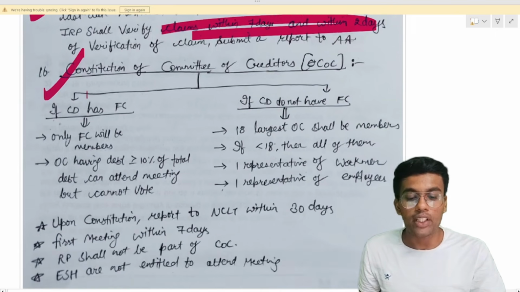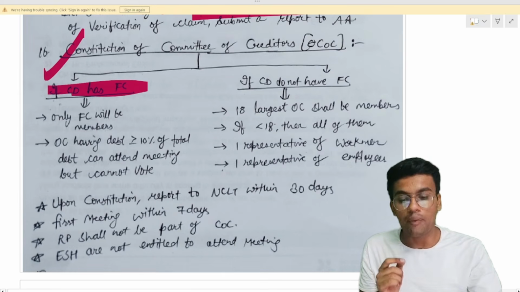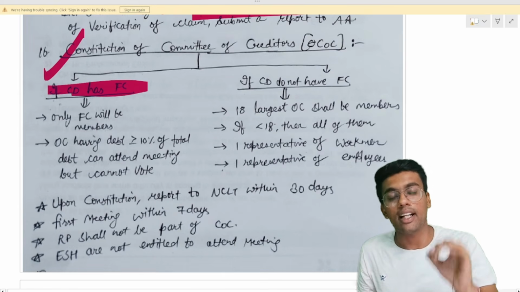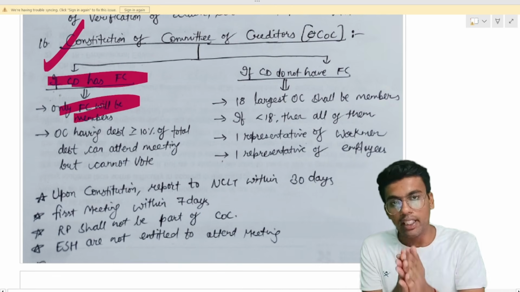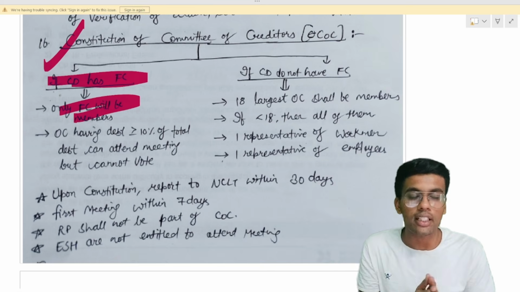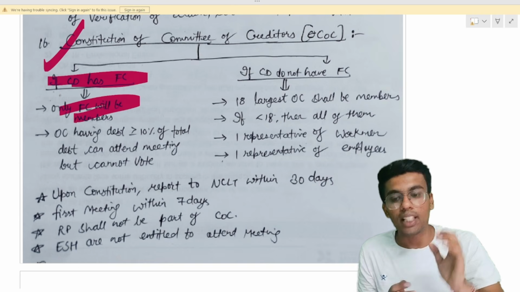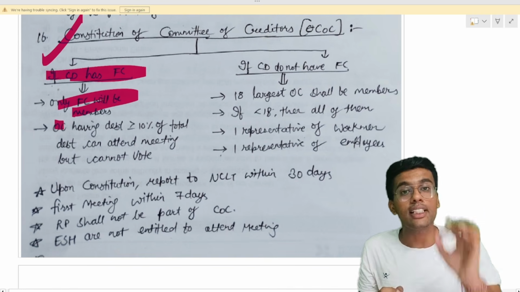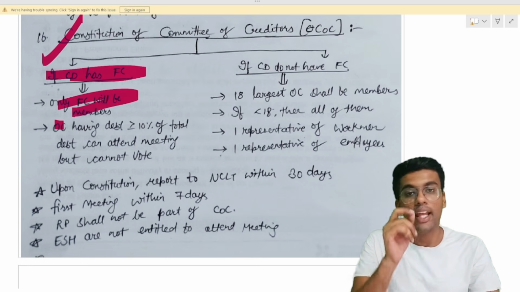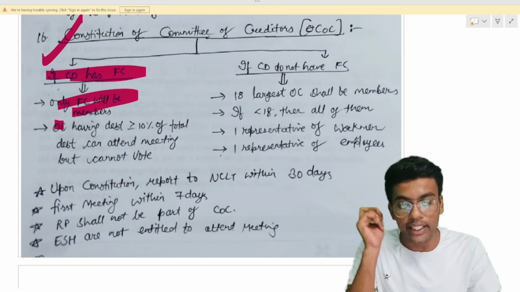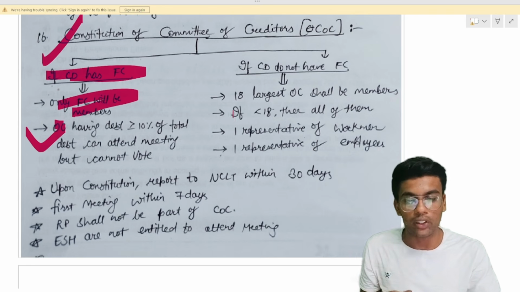Now, constitution of the committee of creditors. What would be the constitution of the committee of creditors? If the corporate debtor has only financial creditors, then financial creditors will be the members. If a corporate debtor has financial creditors and operational creditors are also there, in such a case also, in the committee of creditors, only financial creditors will be the members. Operational creditors holding 10% or more of the outstanding debt can attend the meeting, but they cannot vote in such a meeting. This is what this point talks about.